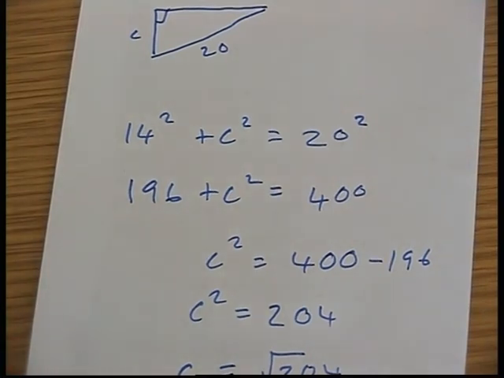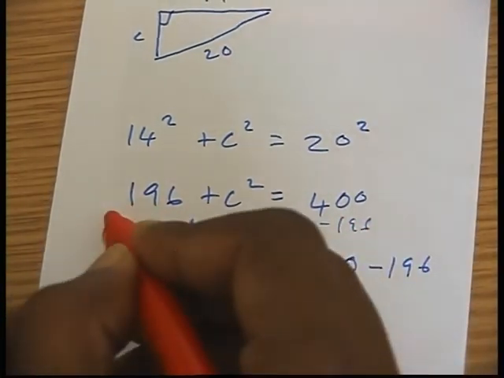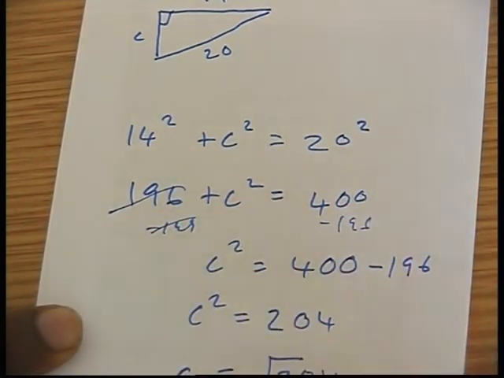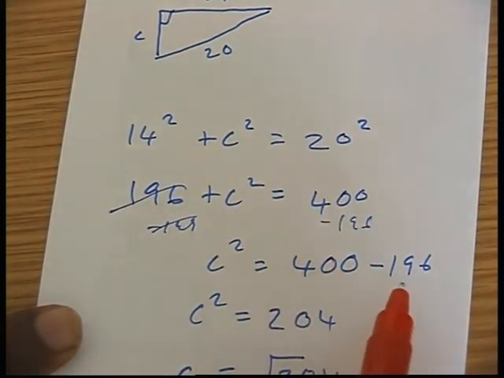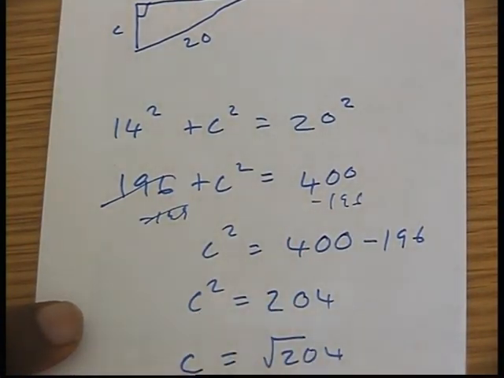All I've done is minus 196 here, and minus 196 here. So on this side that's cancelled out. All I've got left is c squared. On this side I've got 400 minus 196. Okay, so 400 minus 196 is 204. So c squared is 204.